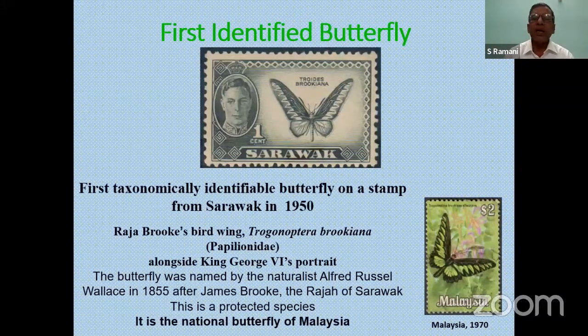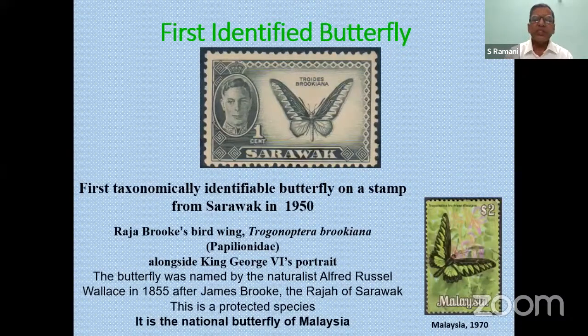The first identified butterfly, that is with the scientific name printed on the stamp, was produced actually by Sarawak in 1950. The name was printed on the stamp, which is known as Troides brookiana. Of course, the name has changed now. Today, it is called Trogonoptera brookiana. It's a papilionid. It's a bird wing butterfly, Rajah Brooke's birdwing. And that was the first stamp that came with a scientific name on it. It was alongside King George VI's portrait.